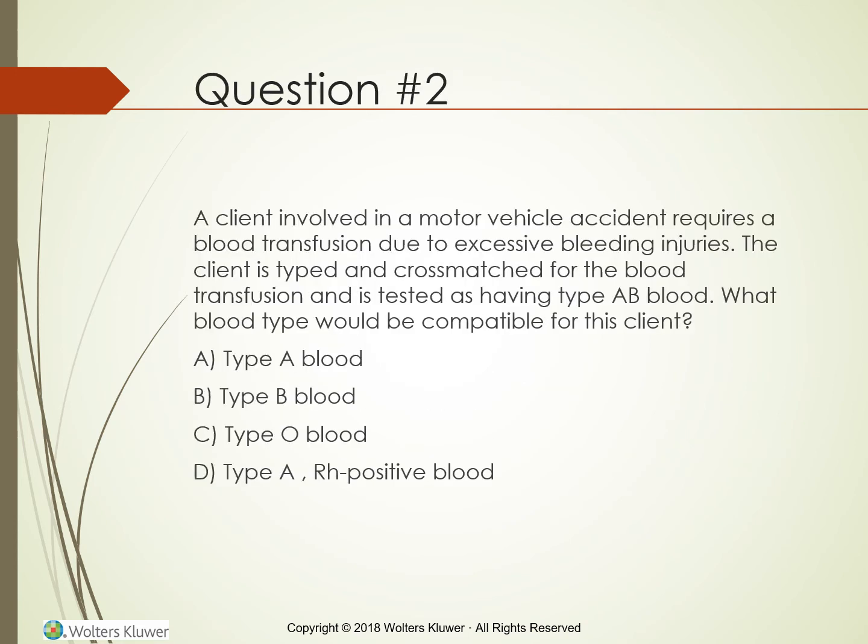A client involved in a motor vehicle accident requires a blood transfusion due to excessive bleeding injuries. The client is typed and cross-matched for the blood transfusion and is tested as having type AB blood. What blood type would be compatible for this client? Type A, type B, type O, or type A, Rh positive blood?